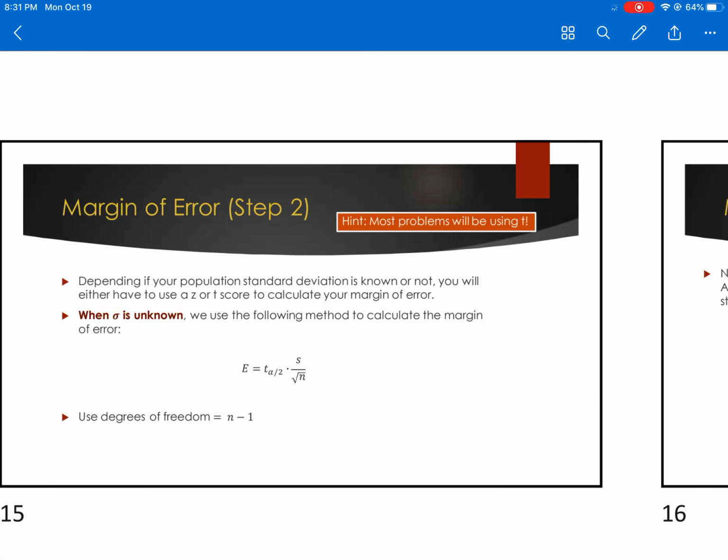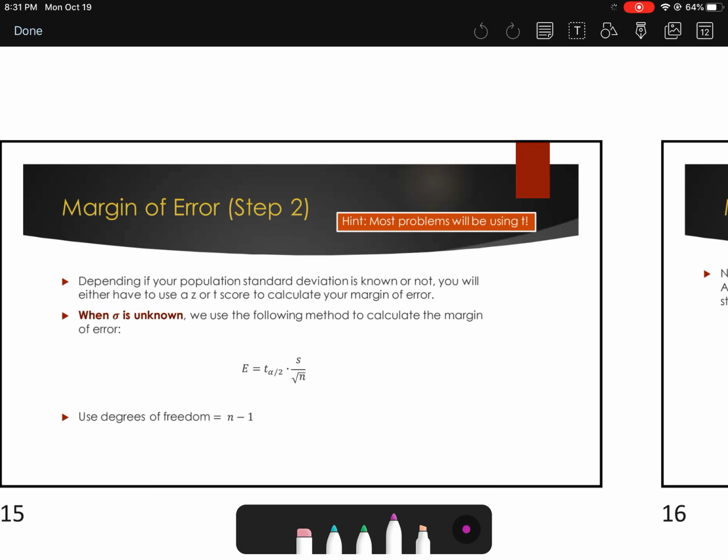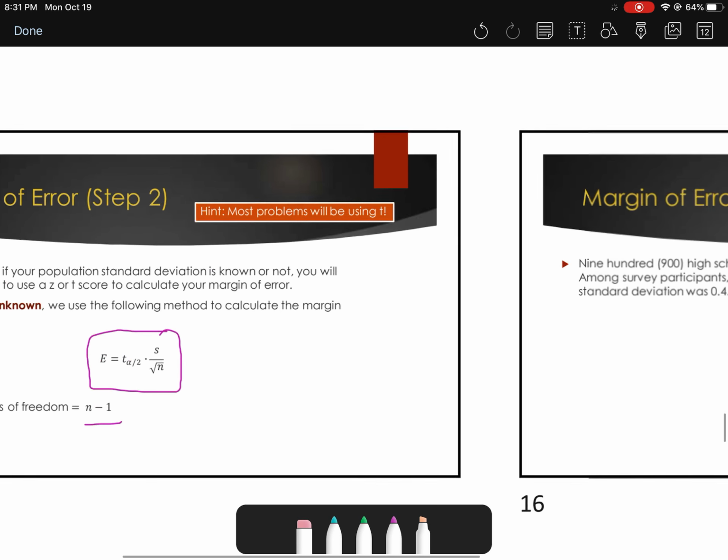Okay, so next thing I want to talk about is my margin of error. So this is that step 2. So most problems you'll be using this. So depending if your population standard deviation is known or not, you will either have to use a z or a t-score to calculate your margin of error. So when your standard deviation is unknown, we're going to use the following method to calculate the margin of error. So I know that looks kind of complicated, but it's not too bad because again, we're just going to be plugging that into Excel. And then again, your degrees of freedom is n minus 1.